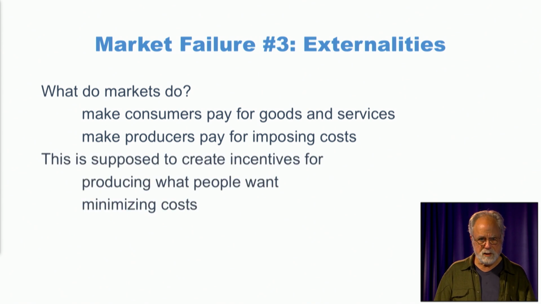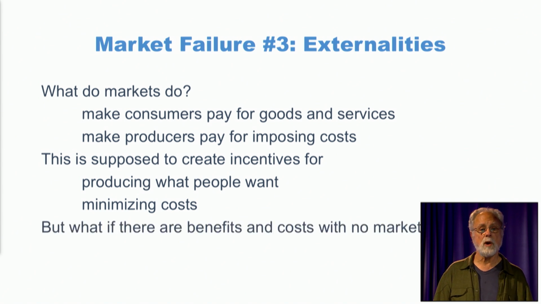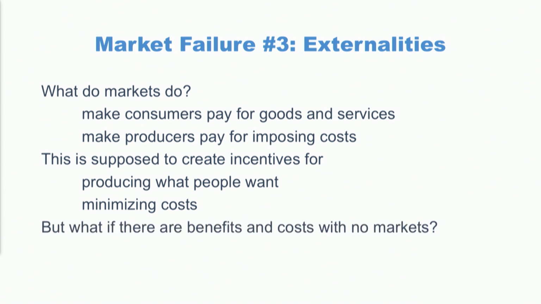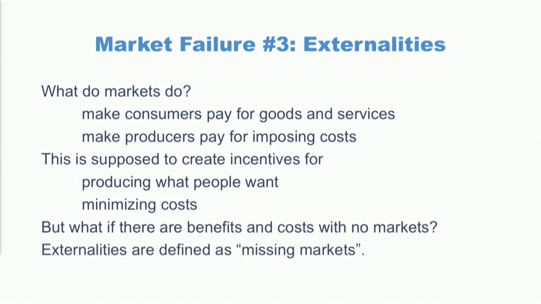So if you really accept the logic of the market welfare model, it actually optimizes in the sense of producing the goods that people want and minimizing the cost of producing them. The big question, however, arises: what happens if you've got benefits and or costs, but no markets? No markets in these things. This is the problem of externalities. The definition of an externality in economics is a missing market.